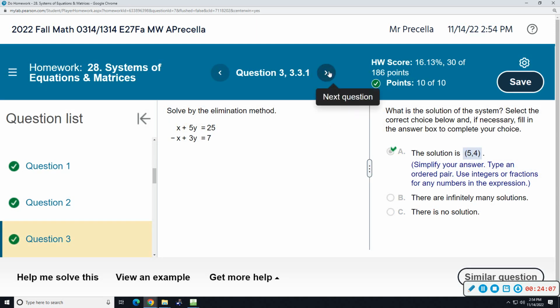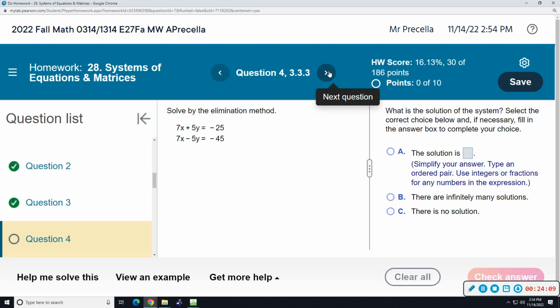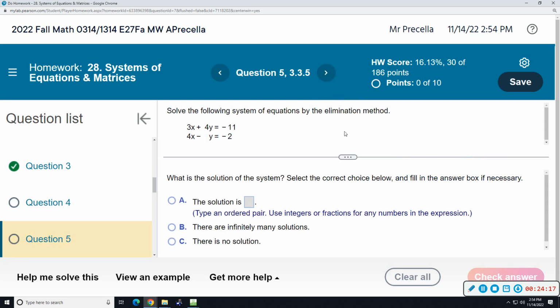Well, I think I'm not going to do number 4. If you just add it vertically, notice how the 5y's subtract out. Number 5 is the one I want to illustrate. Number 5 is a really good example. Oh, let me see if I can make it a little bigger.